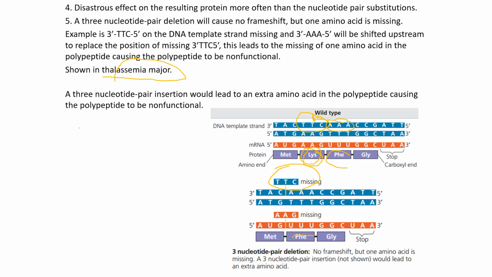But I just want to stress that an insertion of a 3 nucleotide pair or base pair will lead to an extra amino acid in the polypeptide, which causes the polypeptide to be non-functional.